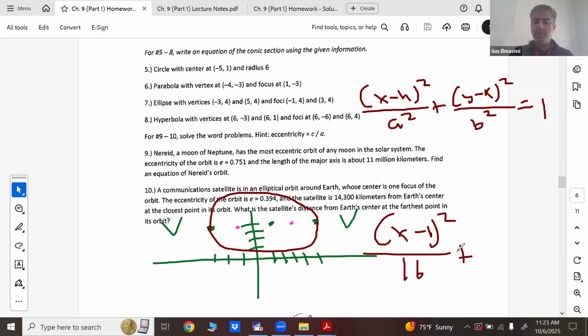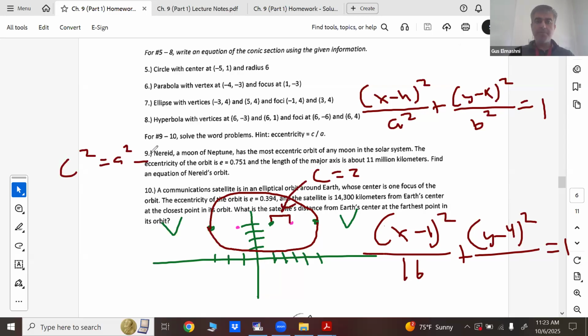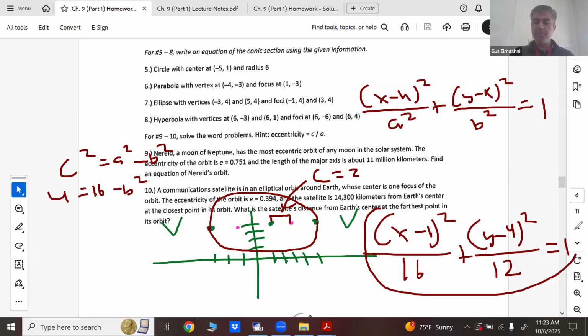Now we'll worry about going up and down. Y minus 4 squared over blank. Now, what's your C value? Correct. And I'll give this formula, don't worry about it. C squared equals A squared minus B squared. So 4 equals 16 minus B squared. What's B squared going to equal? Yeah, you don't need to solve for B, just give that. And there you go. That's your equation.